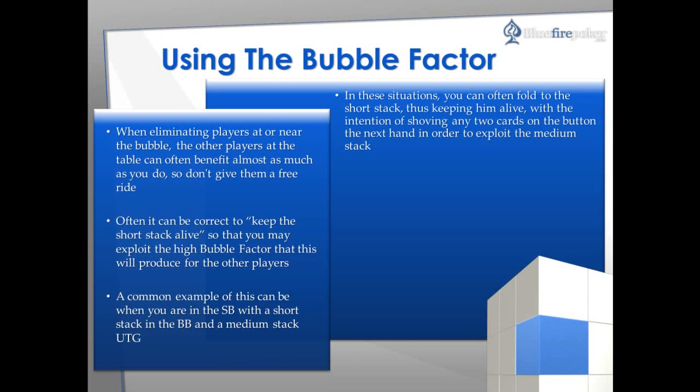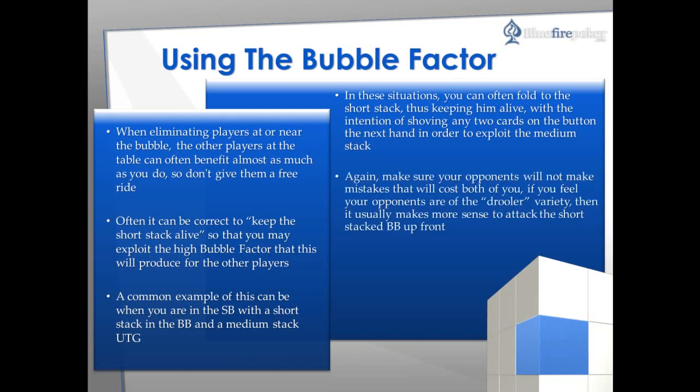A common example of this is when we're in the small blind and there's a short stack on the big blind, but a medium stack under the gun that is about to hit the blind next. In these type of situations, we can often fold to the short stack, giving him a little bit more padding on his stack, and we do this with the intention of shoving any two cards on the button the next hand in order to take some value away from the medium stack's hand when he is on the big blind.